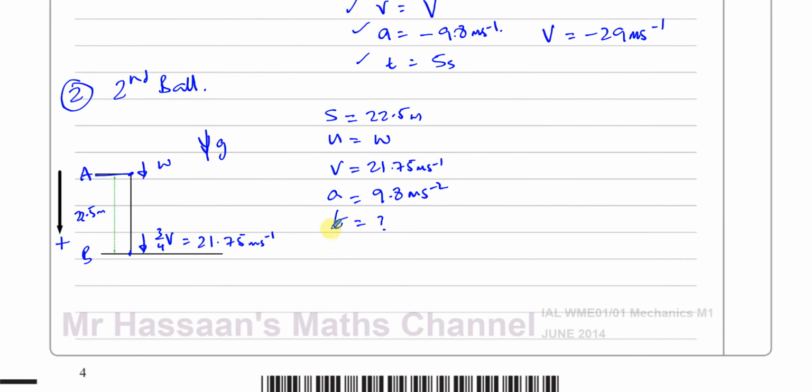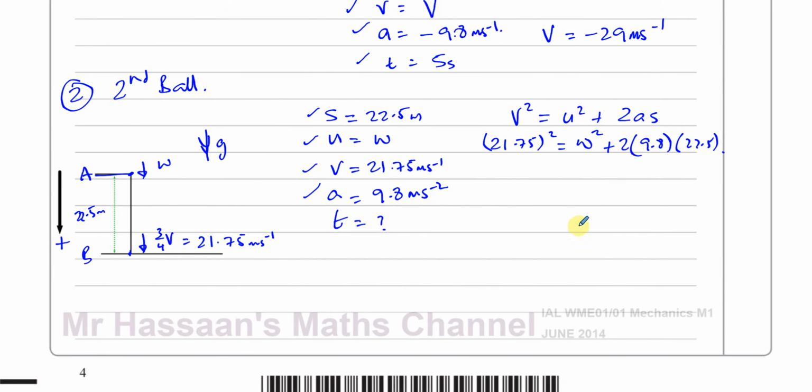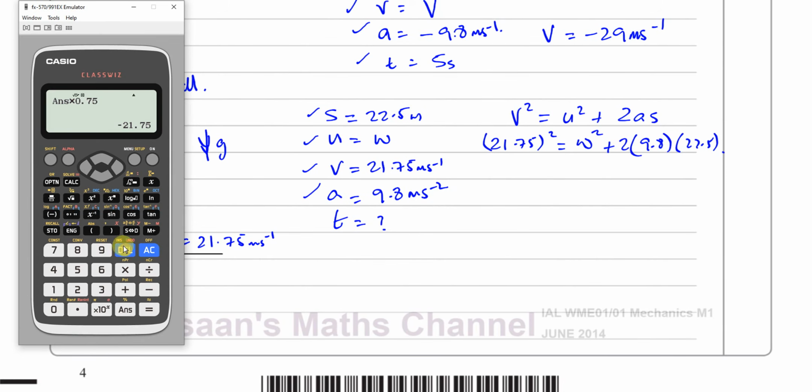So if I look at these, I want to find what W is. I've got S, U, V, and A, so I'm going to use v squared equals u squared plus 2as. I know what v is. So I've got 21.75 squared equals W squared plus 2 times 9.8 times 22.5. Now that will hopefully give us our answer. So I've got my 21.75, and I've got to square that.